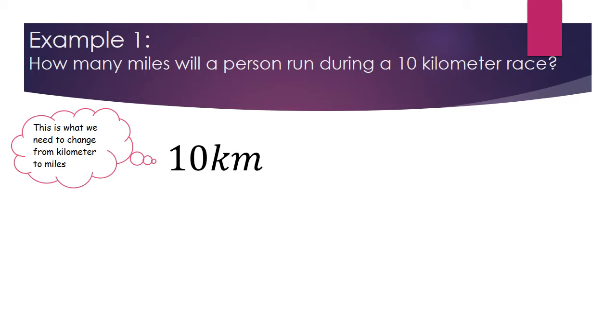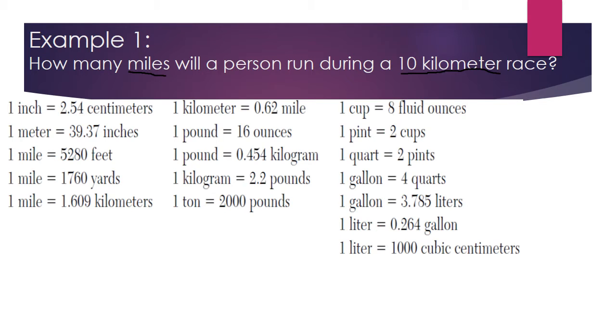How many miles will a person run during a 10-kilometer race? So in this problem we have 10 kilometers and we have to change 10 kilometers into miles. The first step is to look at the reference sheet to find a piece of information that can help us write down a conversion ratio. Looking at the reference sheet, we can see that we can use 1 kilometer equals 0.62 mile to write the conversion ratio.